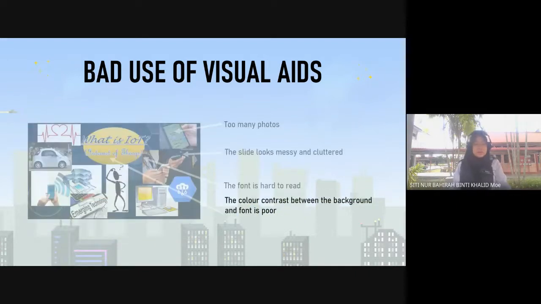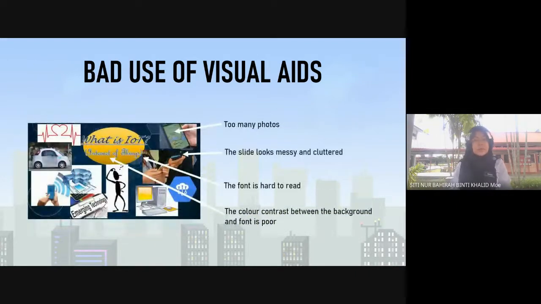Here's another example of a bad visual aid. First, there are too many photos. You can see there's 1, 2, 3, 4, 5, 6, 7, 8, 9. There are a lot of photos. When there are too many photos, it looks cluttered. That means it's messy. The slide looks messy and cluttered.